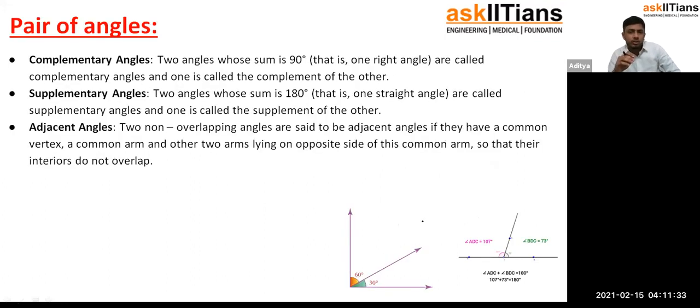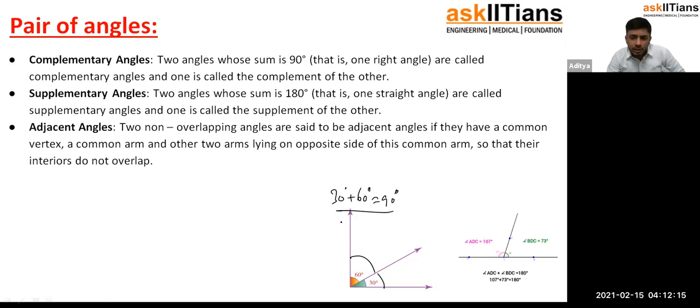Now, let's also talk about a pair of angles. So complementary angles, first let us have a look. Any two angles whose sum is 90 degrees are called complementary angles, and one angle is called the complement of the other. So a very good example shown here is 30 degrees and 60 degrees. Why do they form a pair of complementary angles? Because their sum, 30 plus 60, comes out to be 90 degrees. So that's why they are called complementary angles. If I ask what is the complement angle of 30 degrees, it would be 60 degrees. What is the complement angle of 60 degrees? It is 30 degrees. So they are complements of each other.